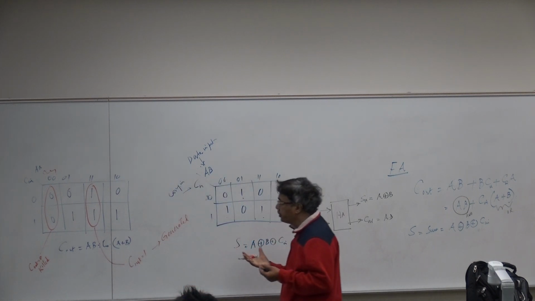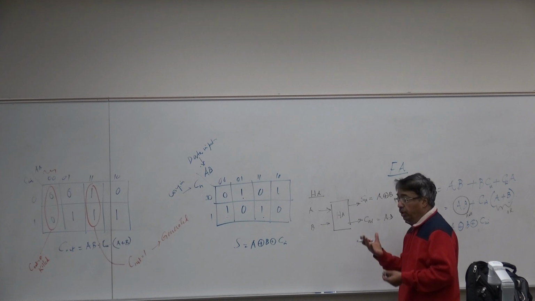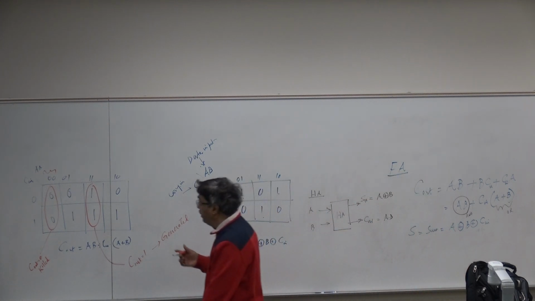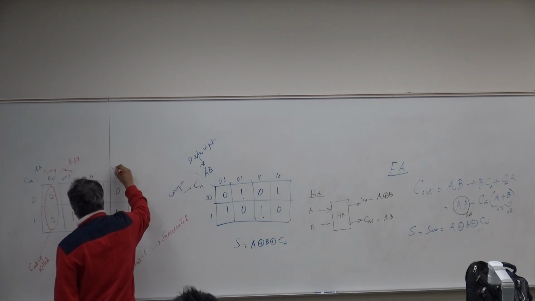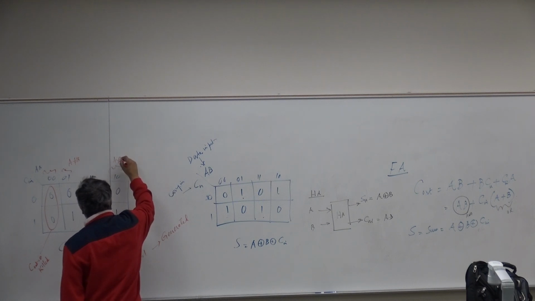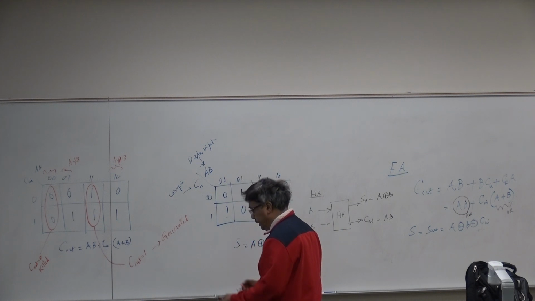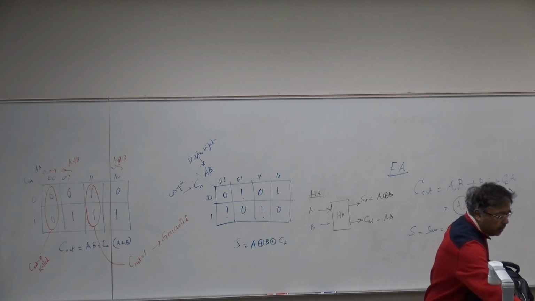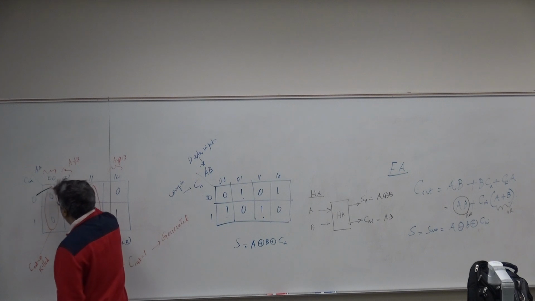So we have two different situations depending on the values of A and B. Now, if A and B differ, here A is not equal to B. If A is not equal to B, then what you see is that carry in over here, carry in 0 propagates as 0.